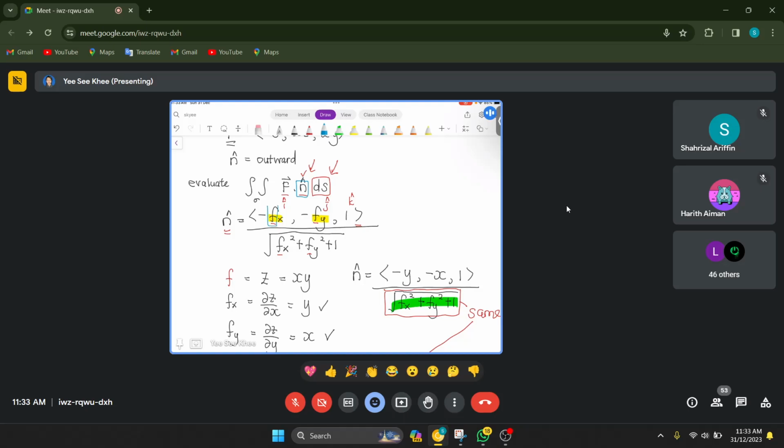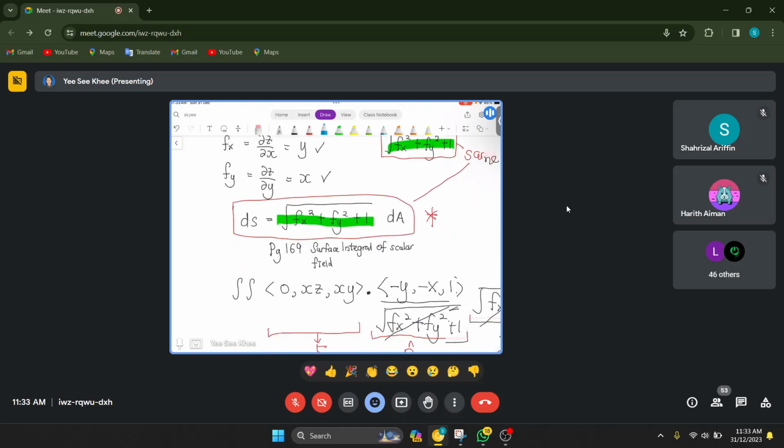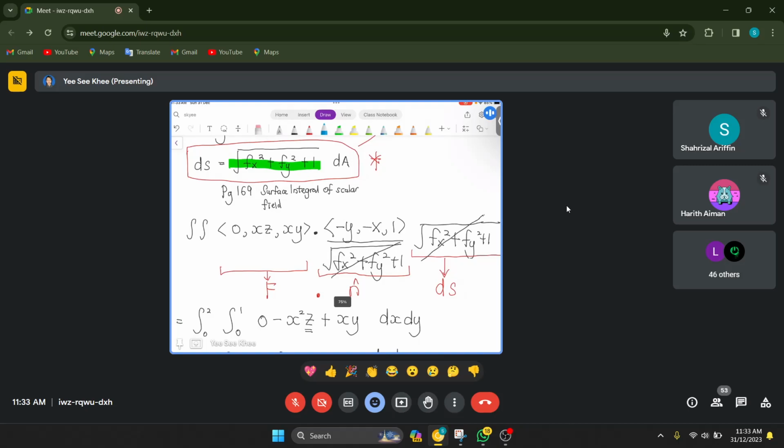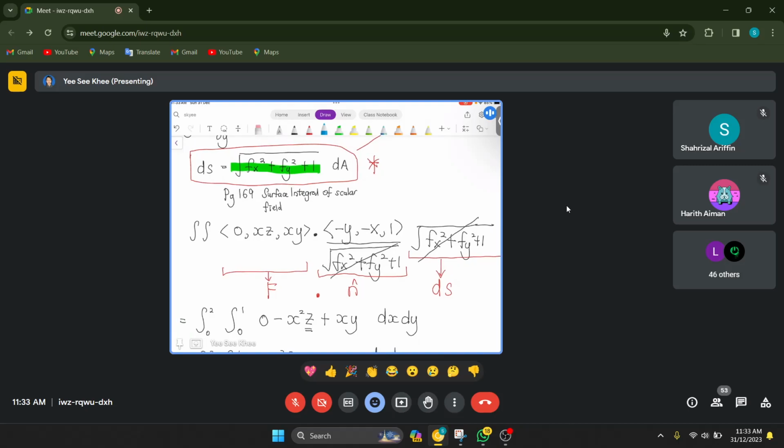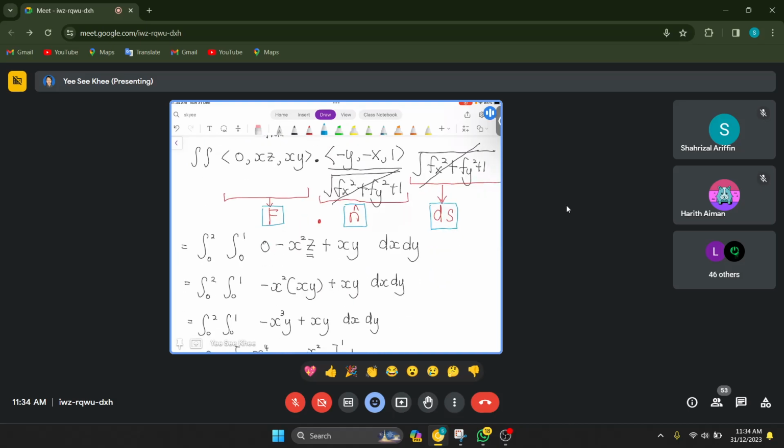Next, you identify what your f is. Normally the f would be the equation of the surface. So you find the fx and the fy, and then you replace them into your equation for the surface integral of the vector field. You put in the f, you put in the unit normal vector, and the dS is always this one. Then perform the dot product and get this expression.